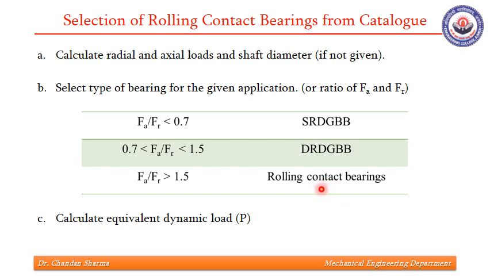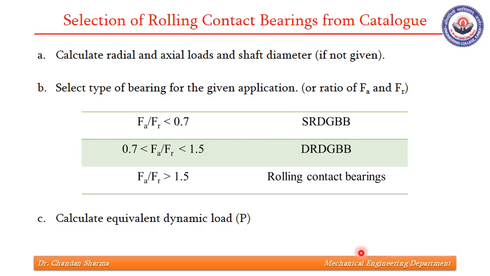So in the first two steps, what we have done is we have calculated radial load and axial load and shaft diameter if not given, and then we have fixed which particular bearing is to be used, either ball bearing or roller bearing or needle bearing.